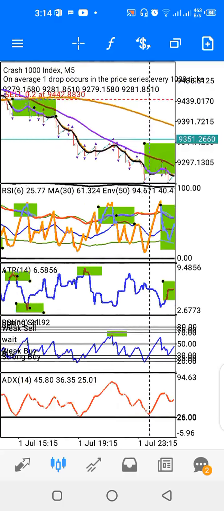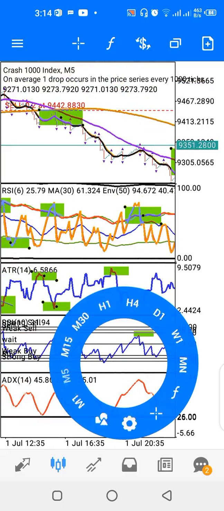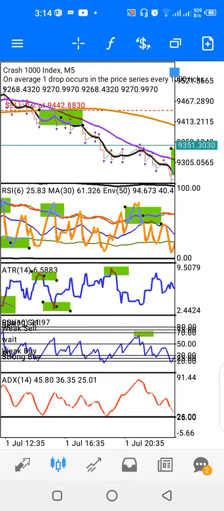Then the reverse is the case for boom index. When the RSI line gets to the lower levels, these 20, 25, 30 RSI levels, when it gets to the lower level and starts to go up, then you look for a buy signal for boom index. Now for indicator window 4, that's the ADX indicator.